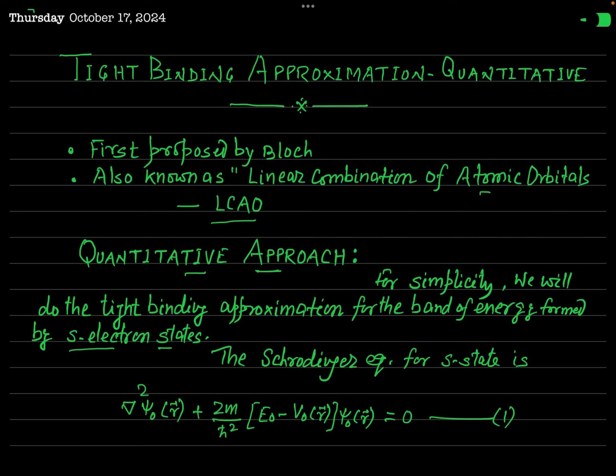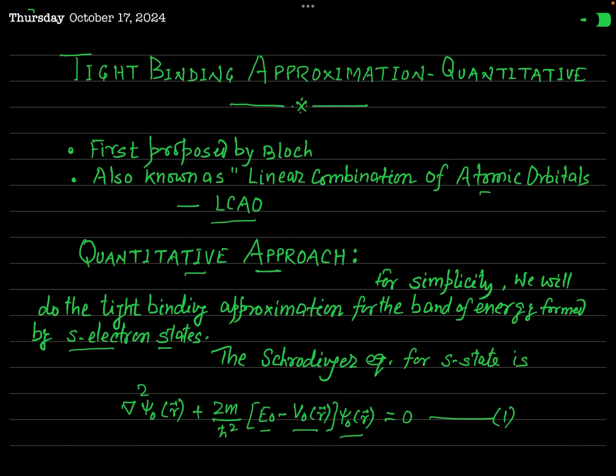For this, we consider the ground state wave function of an electron moving in a potential V naught R. This V naught R is the potential when the electron is free, or you can say there is no overlapping of atoms, or you can say that this is the potential of an isolated atom. In that condition the wave function of the electron is psi naught R, and its energy we assume is E naught.